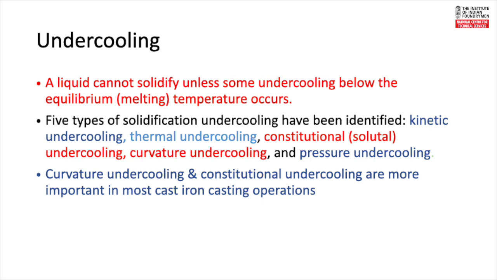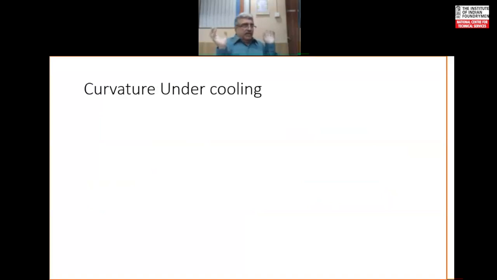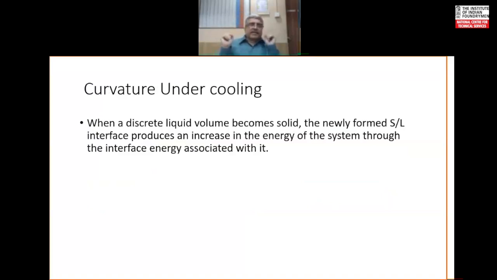So let's look at what is curvature undercooling. Imagine a bath of molten iron and a nucleus is trying to form. When a discrete liquid volume becomes solid, a newly formed solid liquid interface requires an increase in the energy of the system because there is interface energy associated with it.